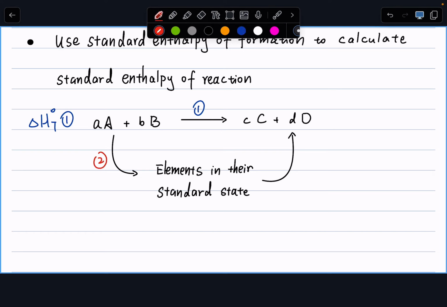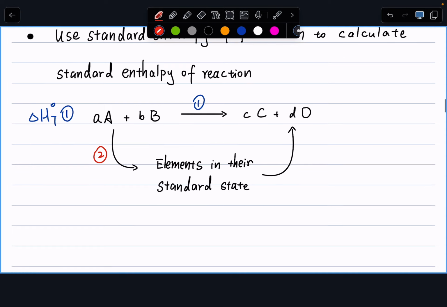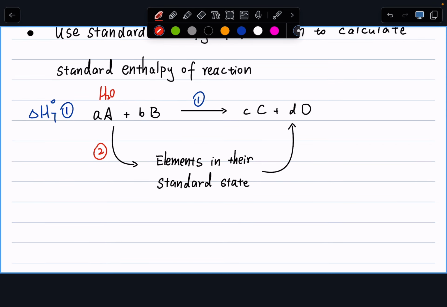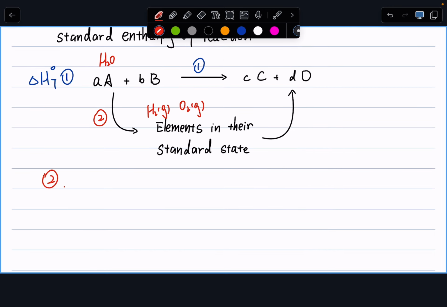In this case, the way we do it is we first bring my reactants to the elements in their standard state, right? For example, if my A is water, we break it into H2 gas and O2 gas. So for process 2, we have delta H naught T for process 2 equal to the process of breaking my substance into its elements.